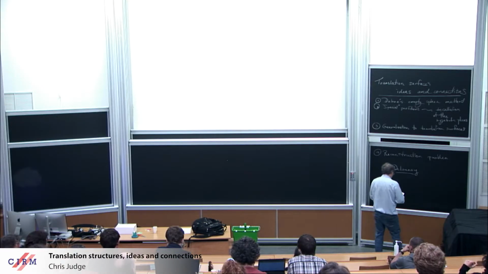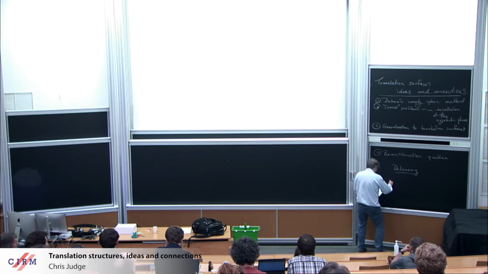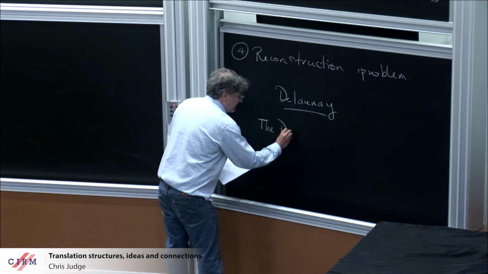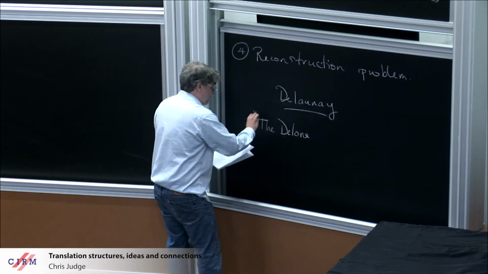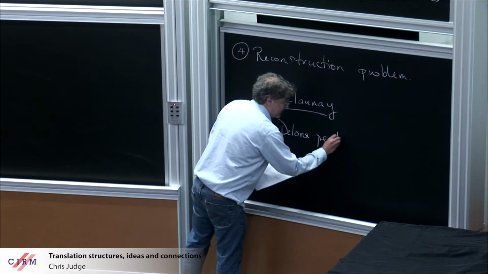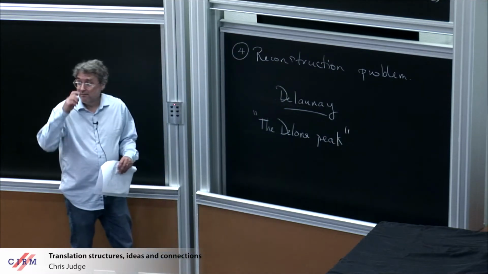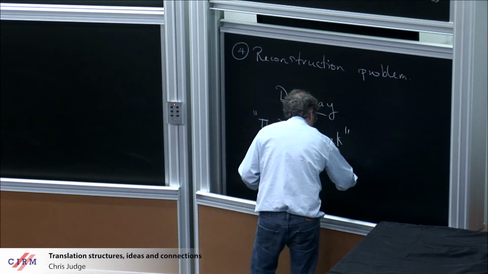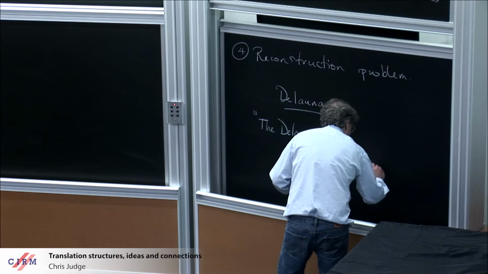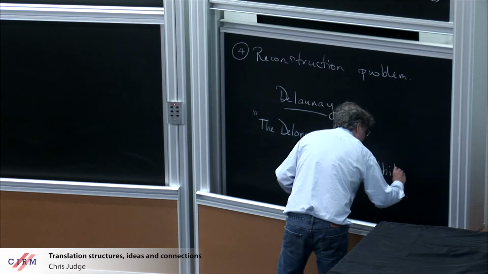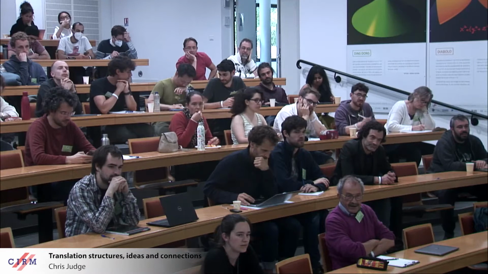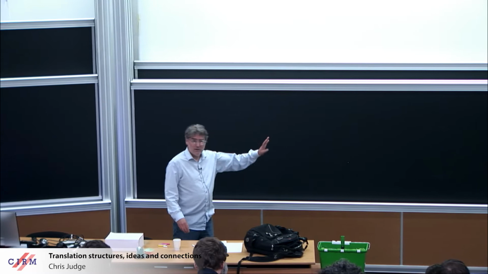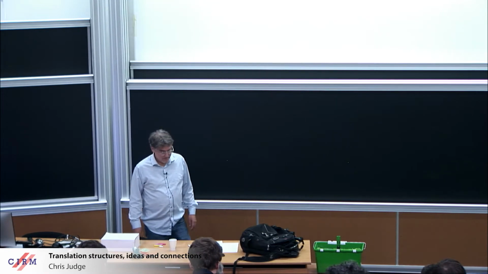Anyway, there's a nice biography by one of his students, and the name of the biography is the Delaunay Peak. That's the title of the paper. It's written by N.P. Dolbilin. So this is one of his students who wrote this expository paper. It's in English, fortunately, and it describes his very, very eventful life.